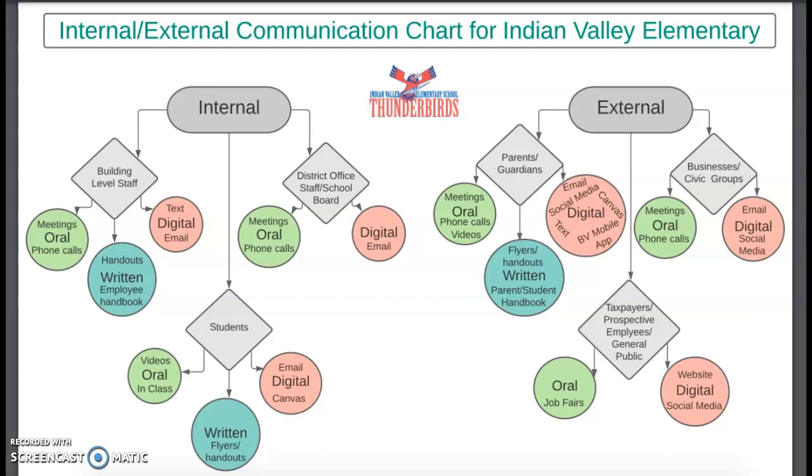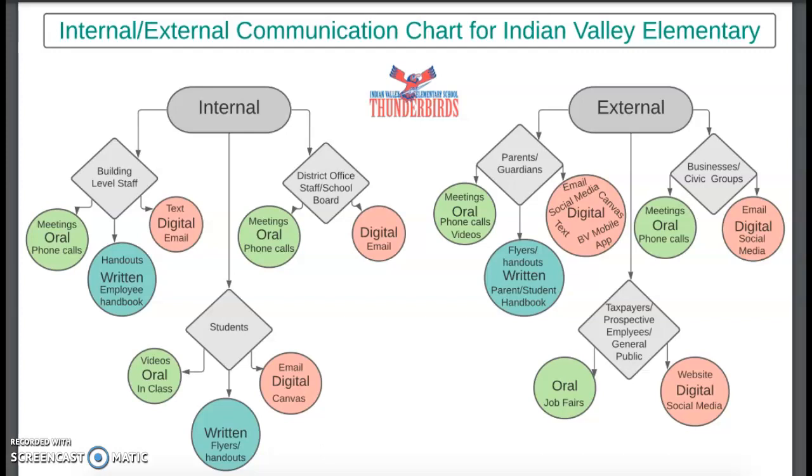You're going to be communicating on a much more frequent basis with your internal building level staff and your students and your families as compared to the district office level staff or outside organizations and businesses or that taxpayer base. So I think that's very representative of the level of communication and what groups are maybe the most important to have that frequent communication with.